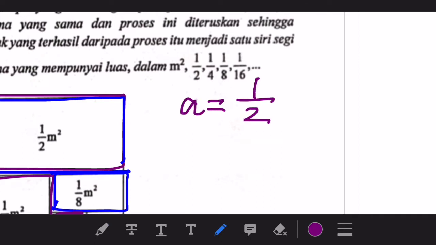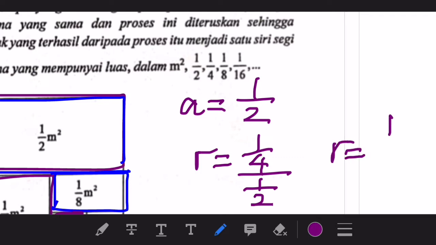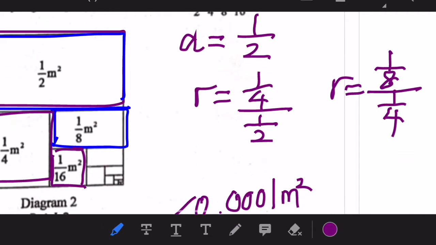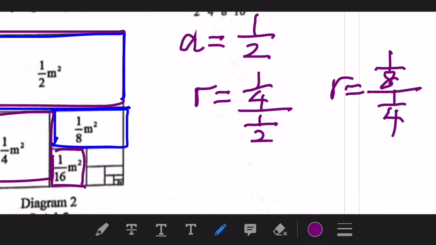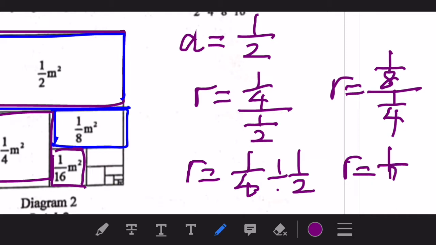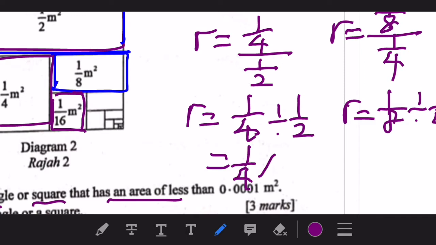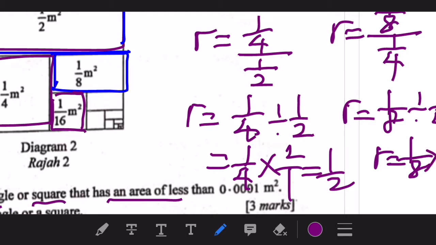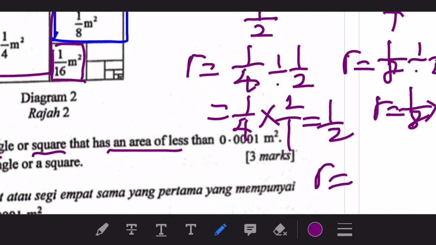A is 1 over 2. R, I have to find 1 over 4 over 1 over 2. I have to show both are common. I can take 1 over 8 divided by 1 over 4 or 1 over 16 divided by 1 over 8, just to show R, the common ratio. So 1 over 4 divided by 1 over 2, and 1 over 8 divided by 1 over 4. When you simplify, you get 1 over 4 times 2 over 1, which is 1 over 2. And here is 1 over 8 times 4 over 1, which is also 1 over 2. So we have the common ratio, R is 1 over 2.